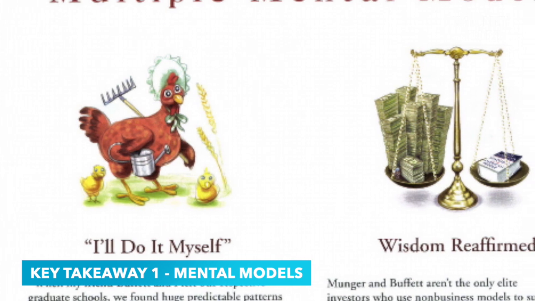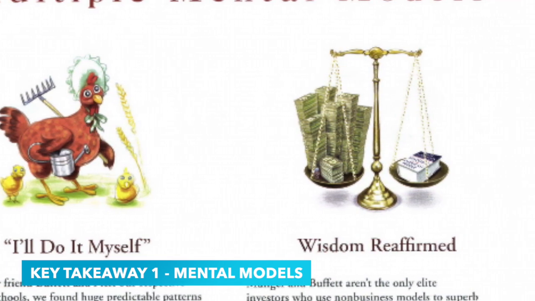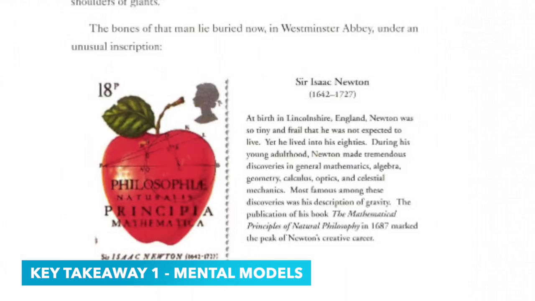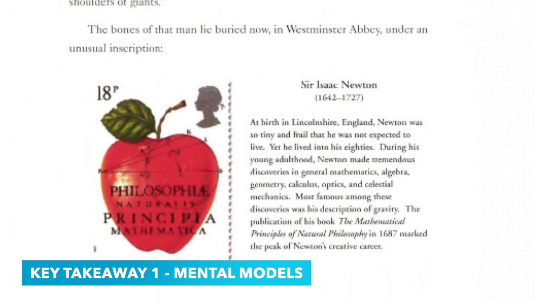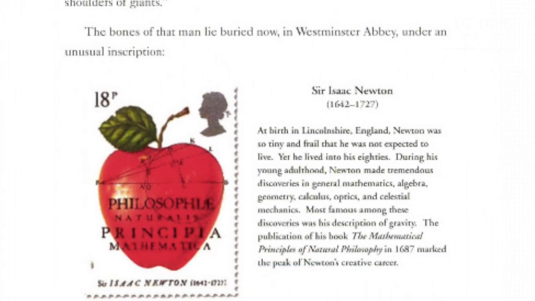The first key takeaway is all about mental models. Charlie Munger believes that these models, borrowed from various disciplines, can help us make better decisions. Think of mental models as tools in your cognitive toolbox.